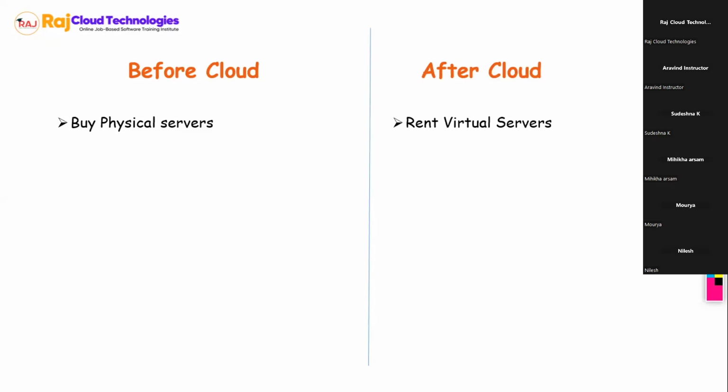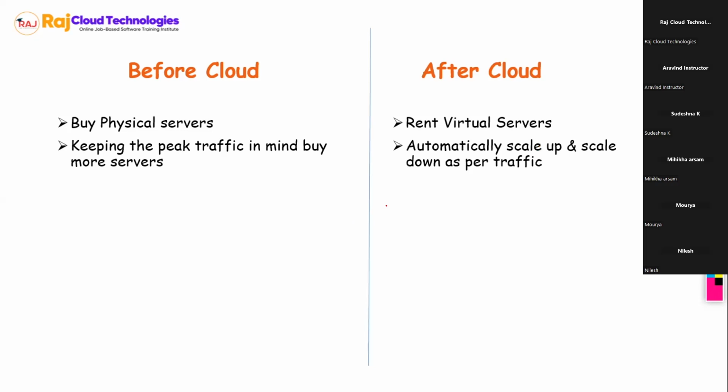You can access them. Earlier, keeping the peak traffic in mind, you needed to buy more servers. Means if you're planning for Great Indian Festival next week or next month, you need to buy extra 200-300 servers. You need to do the setup, everything should be ready, because next week or next month you have Great Indian Festival. But in cloud computing, you no need to do that setup. Automatically, servers will be increased and decreased according to the traffic. Automatically, it will scale up and scale down as per the traffic.